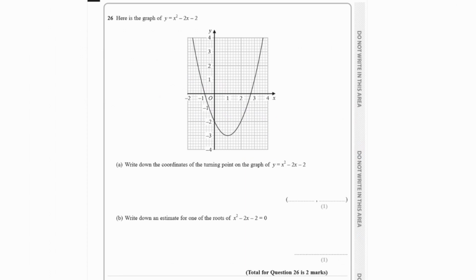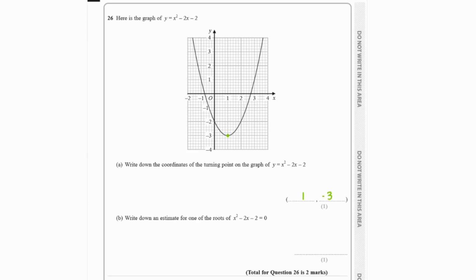Question 26. Here's the graph of y is equal to x squared minus 2x minus 2. Part A, write down the coordinates of the turning point of the graph of y is equal to x squared minus 2x minus 2. So we know that the turning point is this minimum point here, and the coordinates of that point are 1, negative 3.